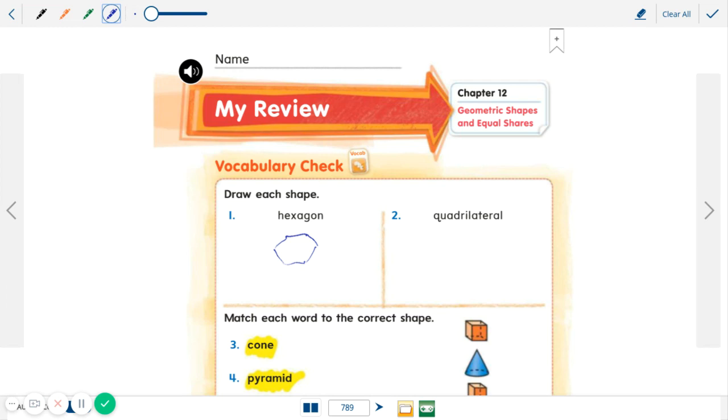Now for number 2, we need to draw a quadrilateral. A quadrilateral is a shape that has 4 sides and 4 angles. So there's a couple different types of quadrilaterals you could draw. One is a square. Another is a rectangle. Or a parallelogram is a quadrilateral. So those are some examples that you might have drawn as a quadrilateral. Let's move on to number 3.